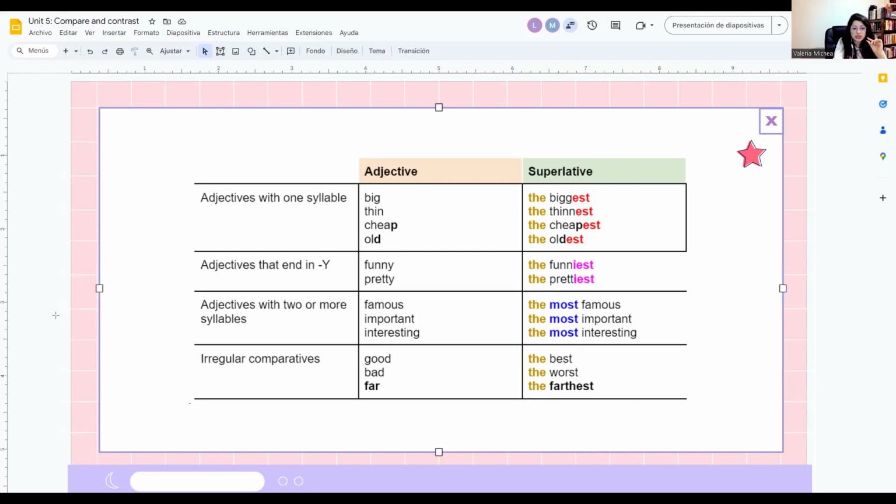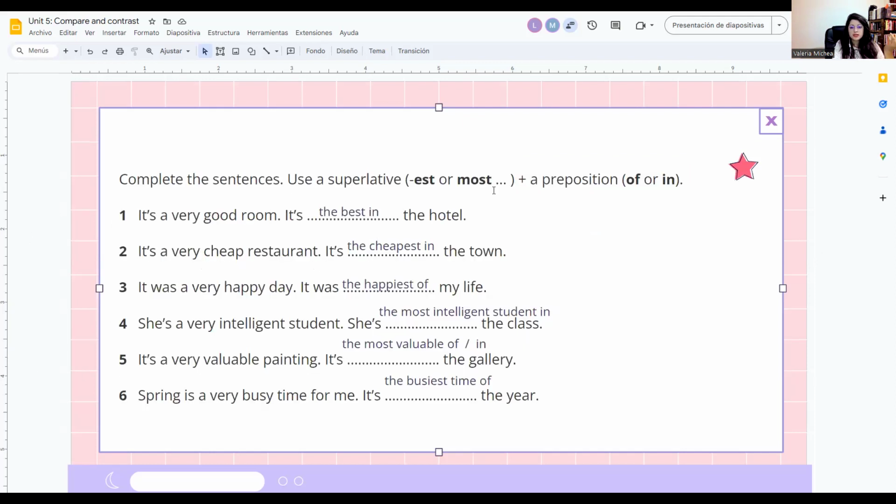There's a small change here, and that would be it. And regarding superlatives, I think we left it there. We didn't check many different types of superlatives as we did with the comparative sentences. We only reviewed superlatives also using the prepositions of or in, depending on what we mean.